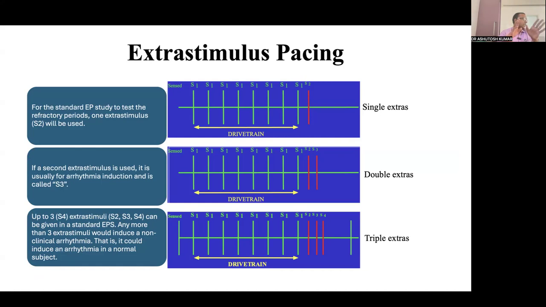So we say that, okay, S1, S2 is okay, not inducing, given isoprenaline not inducible, or we have successfully ablated. But sometimes if we want to be doubly sure that the patient is not inducible, we can go for the S3 protocol also.